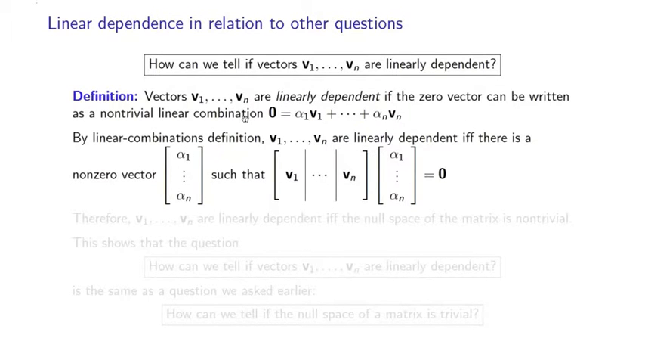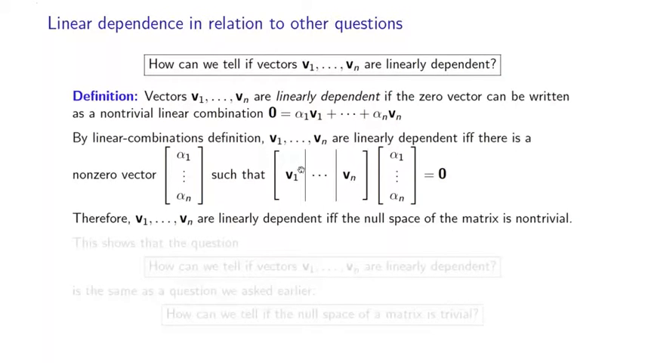Now, by the linear combinations definition of matrix-vector multiplication, this linear combination can be written as a matrix-vector product, where the columns of the matrix are the vectors v1 through vn, and the vector consists of the coefficients in the linear combination. It follows that vectors v1 through vn are linearly dependent if and only if there is a non-zero vector such that multiplying that vector by this matrix yields the 0 vector.